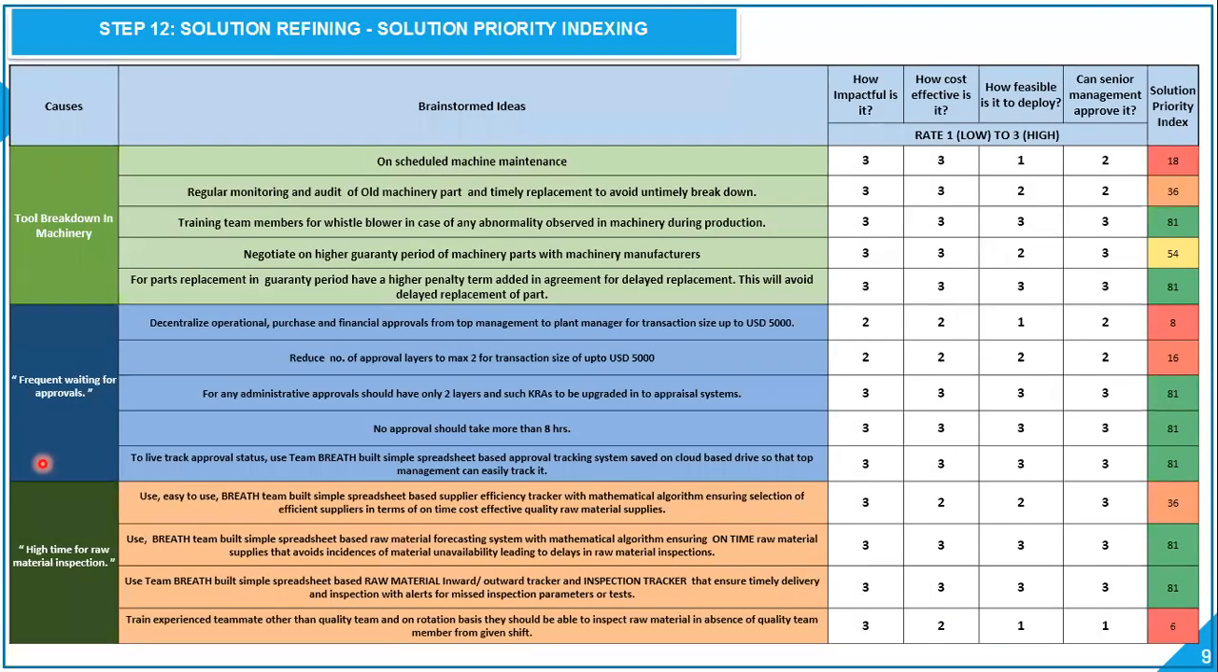So we had these three causes, and these are the possible solutions we had in the previous step. Every single solution will go through the four scanners I talked about. The first column is how impactable it is, then how cost effective it is, the third is how feasible it is to deploy, and finally, can senior management approve it. Based on that, team members need to discuss the rating for each of these solutions across these scanners.